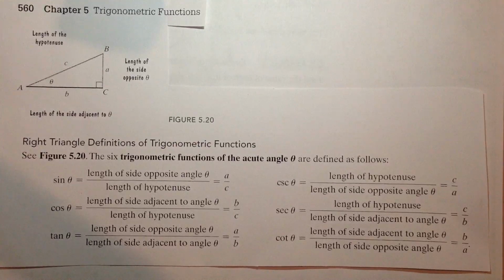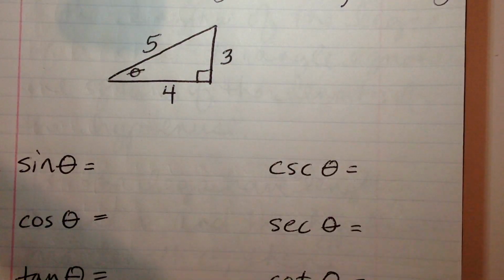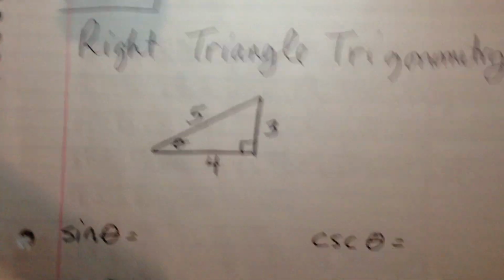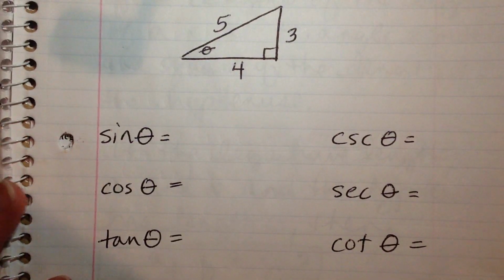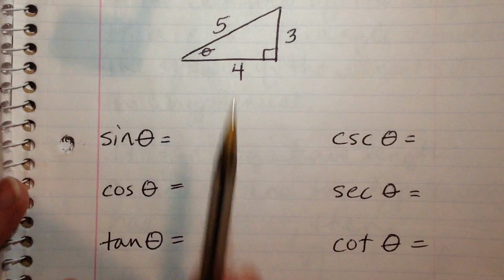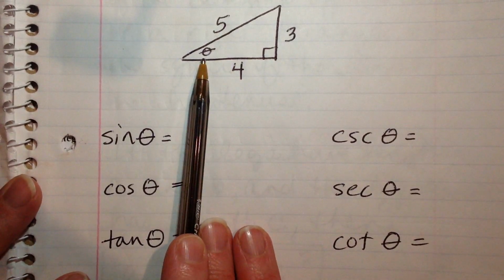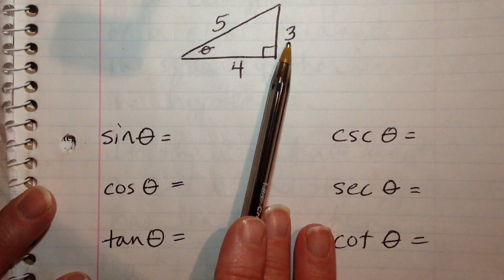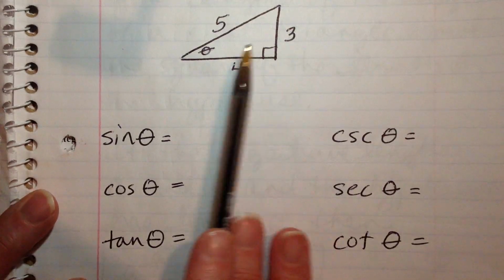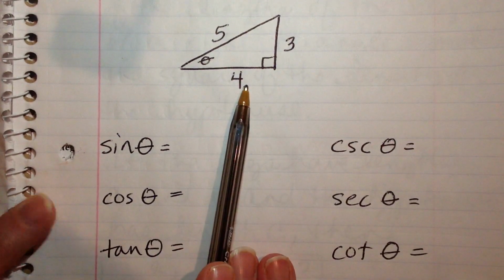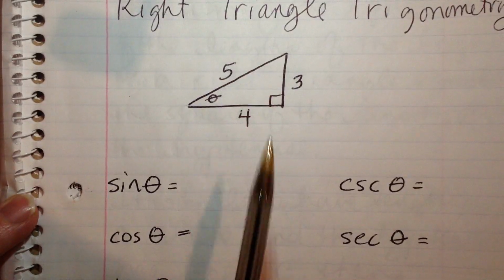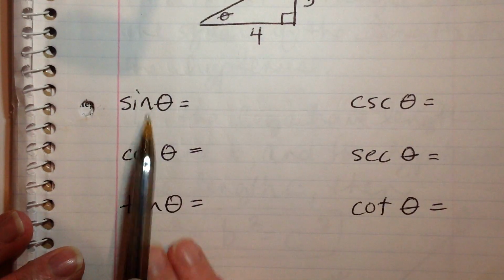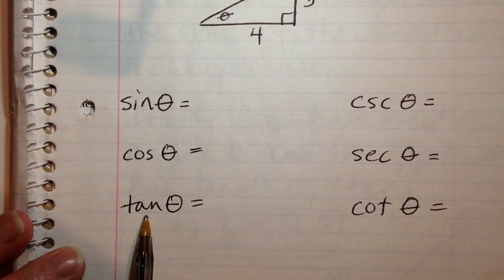So, with that in mind, let's look at this problem that I have drawn for us. I've given you a right triangle. I've given you all the sides. Here's theta. The side opposite theta is 3. The side adjacent to theta is 4. And the hypotenuse is 5. Now, we're to find sine, cosine, and tangent.